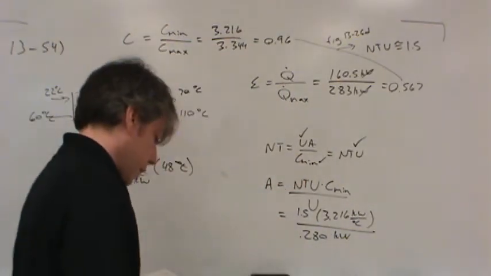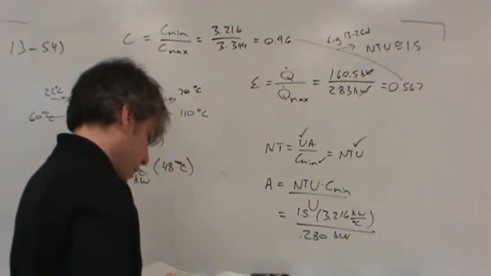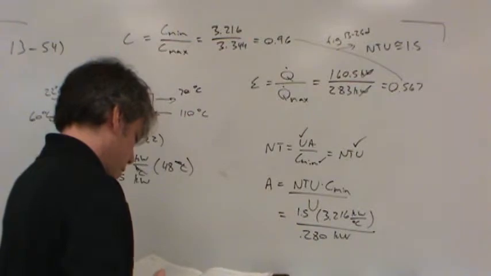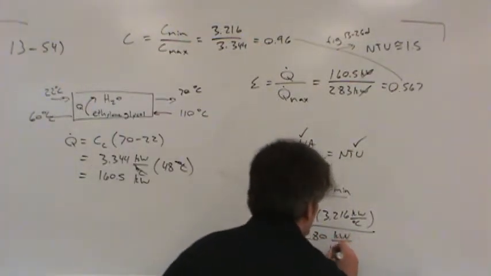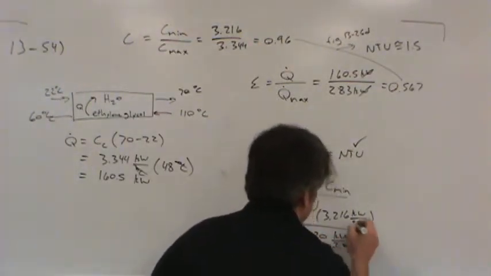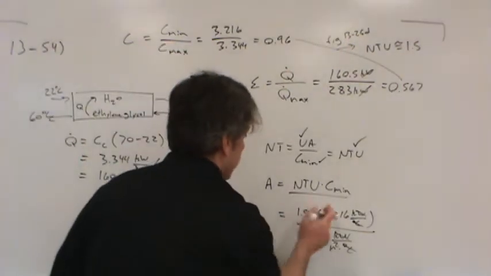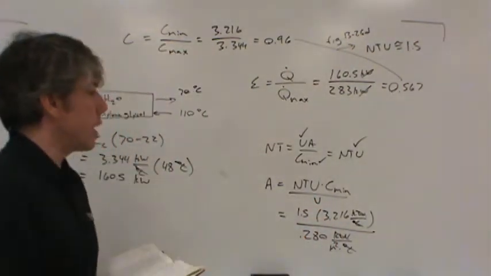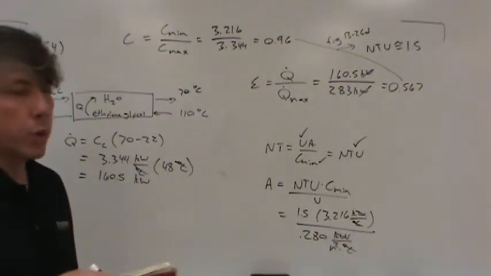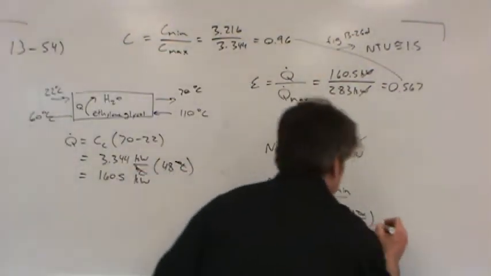I'll just go ahead and convert that. Kilowatts per square meter, make sure I got that right. Yeah, per square meter per degree Celsius. So notice the kilowatts and the degrees Celsius go away. So plug this into your calculator, please. 1.5 times 3.216 over 0.28, and how much area do we get?